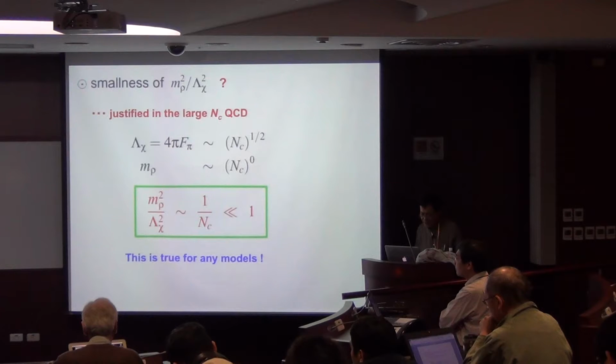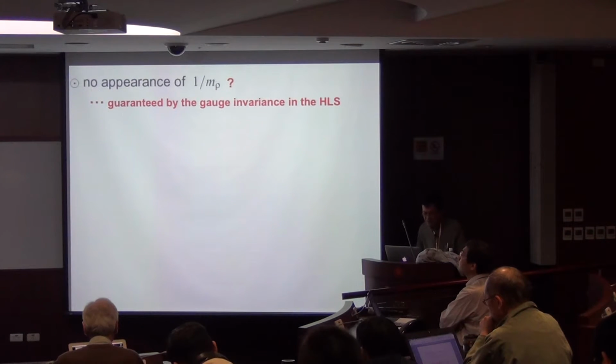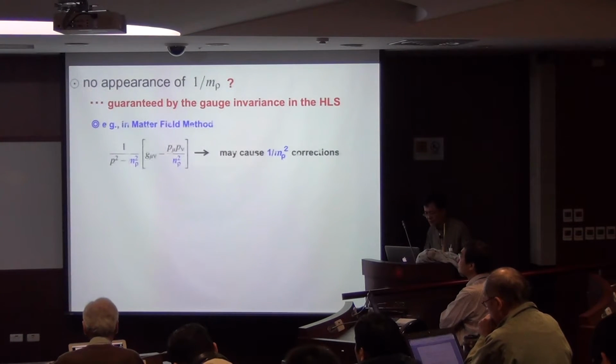However, of course, this is true for any model. And this is not enough for the systematic expansion. For the systematic expansion, we need to show that this 1 over m rho does not appear at any level of the expansion. But this is of course guaranteed by the gauge invariance of the hidden symmetry.